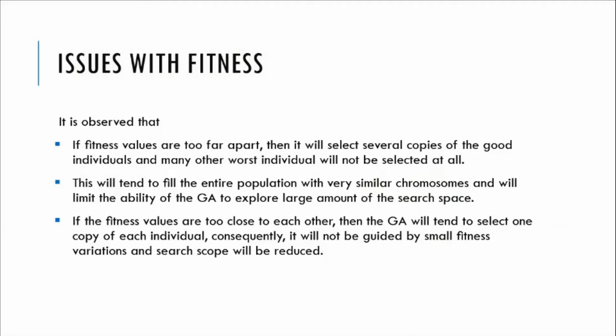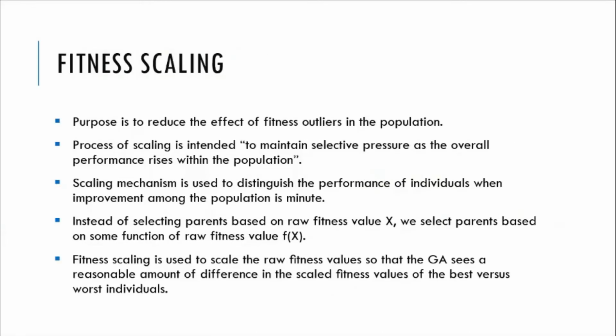Then how can we overcome these issues with the fitness? The answer to this question is fitness scaling. The purpose of fitness scaling is to reduce the effect of fitness outliers in the population. When we discussed the rank selection procedure, one of the chromosomes, or one of the individuals, had a very high fitness value.